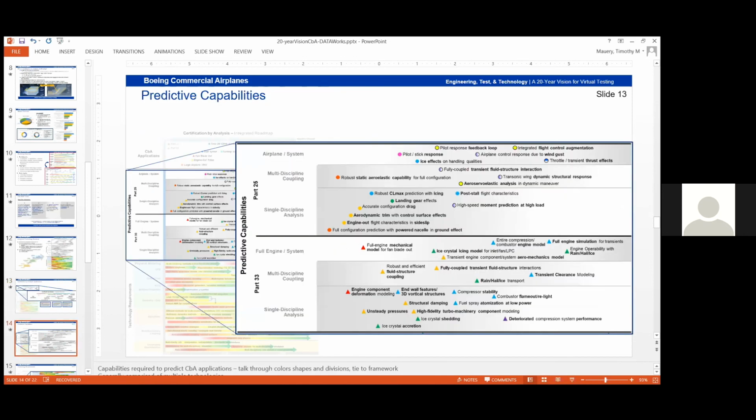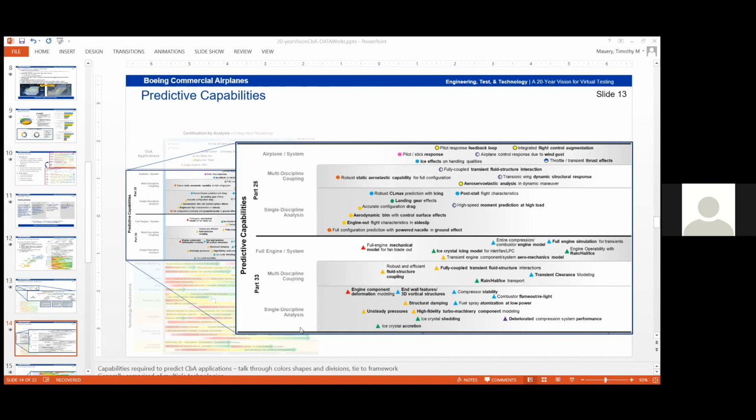So the next chunk, I guess, is the predictive capabilities section. And these are sub-applications that feed into the primary cert by analysis application. And we divided this again into 2 parts, the engine part and the airplane part.